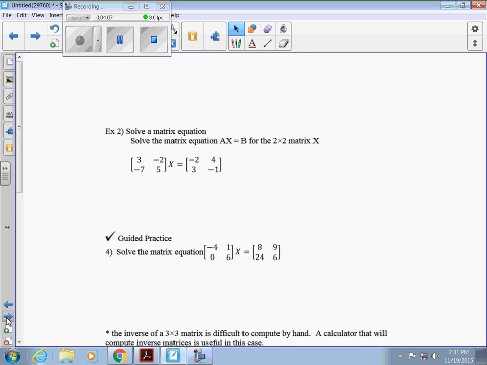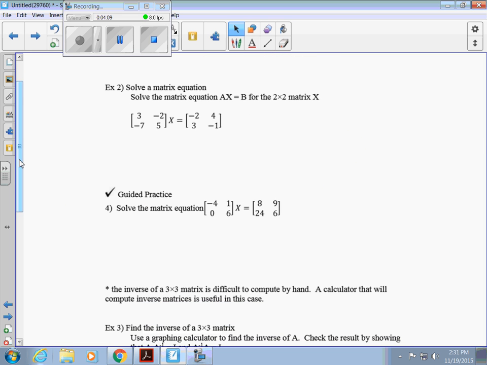The next thing we're going to do is use the inverse to solve a matrix equation. So we have the equation on the left, which is a 2 by 2 matrix, times x equals another 2 by 2 matrix. So we want to know what is the matrix that we would need to multiply by.